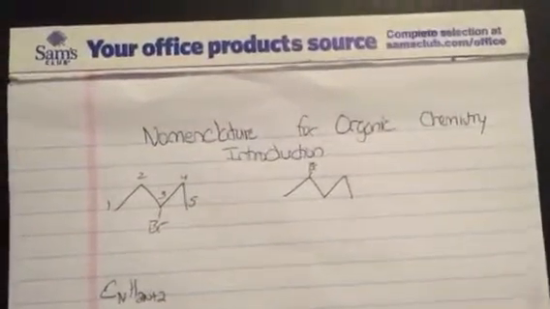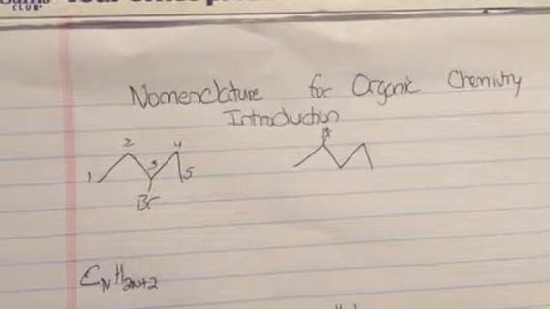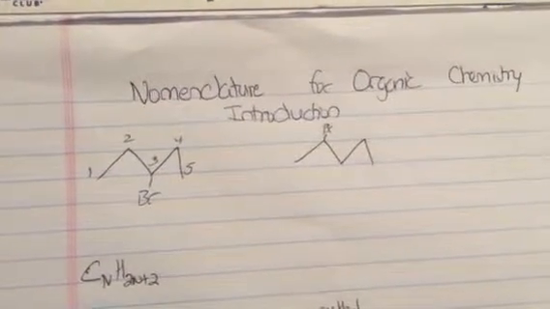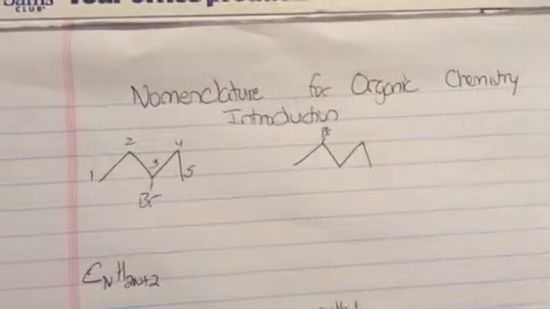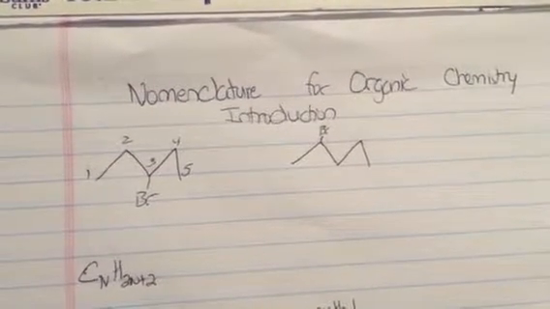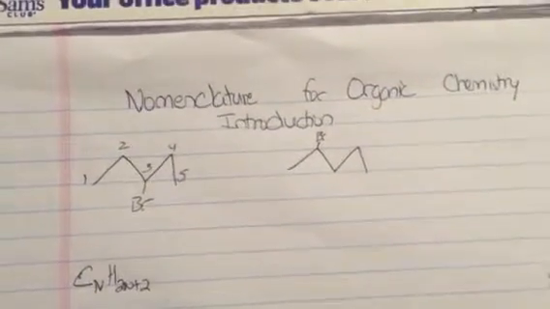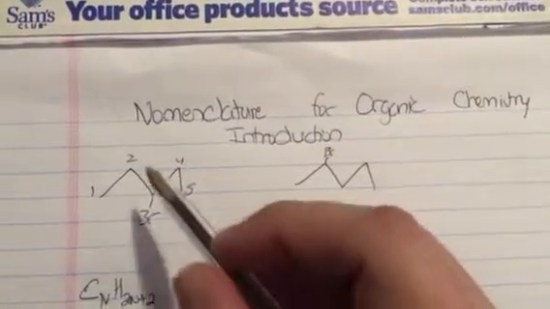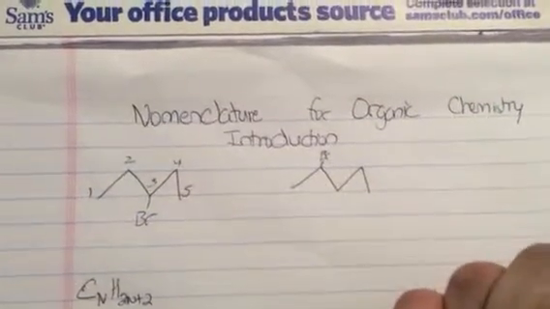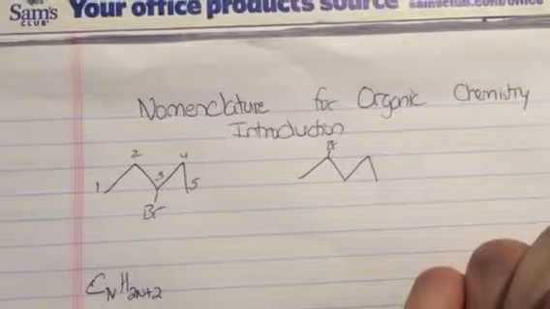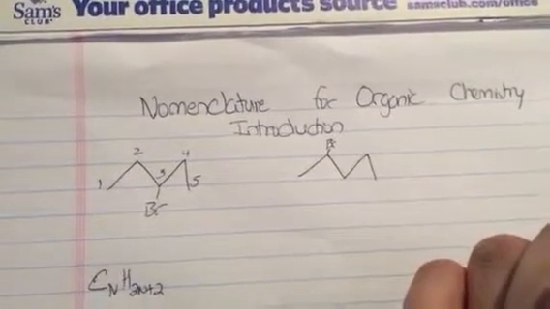Nomenclature for organic chemistry, an introduction. As you're studying organic chemistry, it's mostly about the study of carbons and the various compounds they can make. But an important part of this is naming them and knowing the difference between one compound and another. When you have a 5-chain carbon, 1, 2, 3, 4, 5, that has a bromine attached, it becomes very important to know which carbon that particular bromine is attached to.